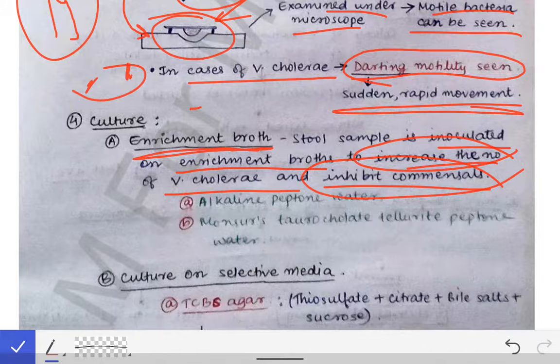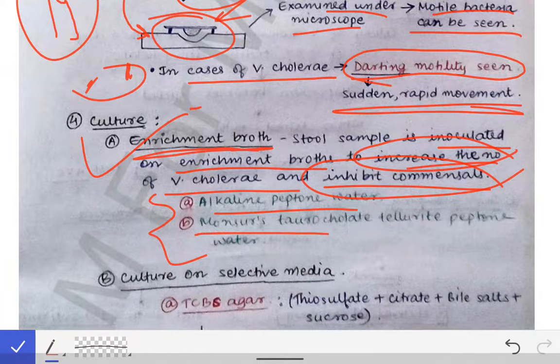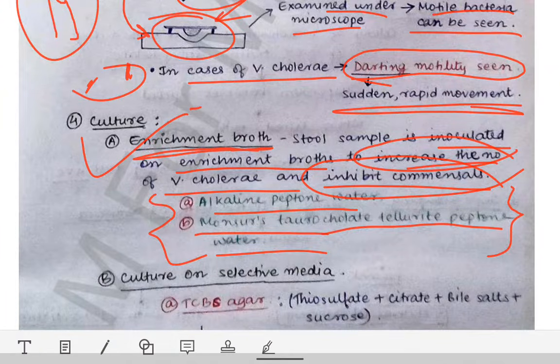Therefore we use the enrichment broth, which inhibits the commensals and increases the number of Vibrio cholerae. So what is the enrichment broth that we use? Okay, these are the two enrichment broths, that is alkaline peptone water and the Monsur's taurocholate tellurite peptone water. These are the two enrichment broths that we use for growing the number of the Vibrio cholerae, that is for enriching the specimen. These two names are also again very important. One must remember these names.